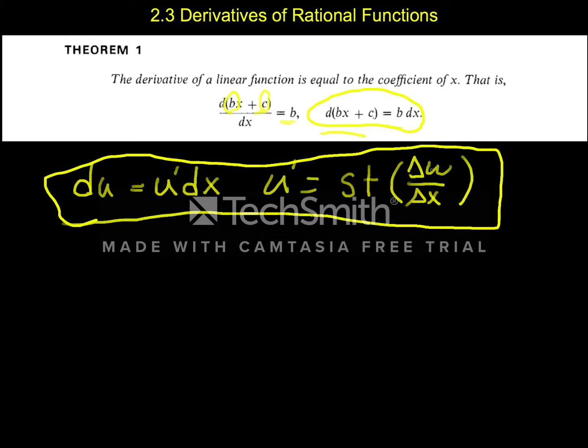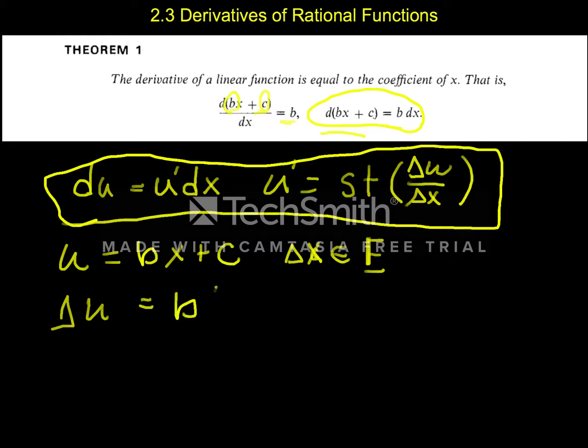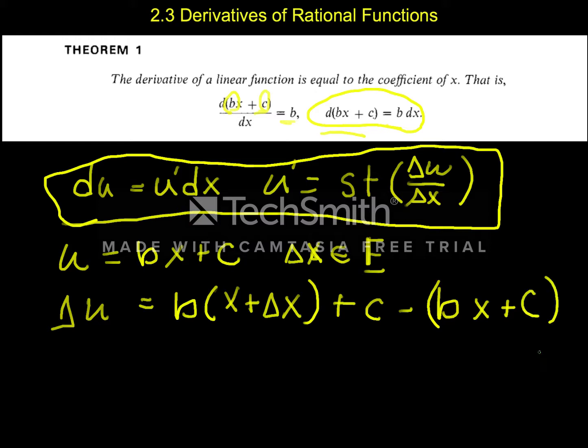So back to this. We need to compute the change in u, and we need to compute the change in x. So we have that u, in this case, is equal to bx plus c. If delta x is an infinitesimal, then the change in u is going to be b times x plus delta x plus c, minus regular u, so that's bx plus c. And we see what we get here. This bx and that negative bx will cancel. This b and that delta x has nothing to cancel with. The c and that c will cancel. So the change in u is simply b delta x.